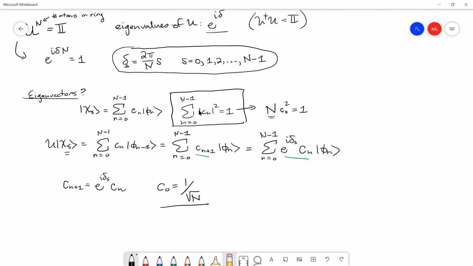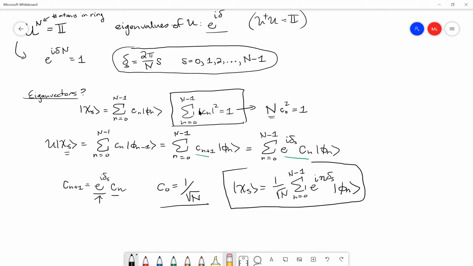So, okay, that gives us the whole thing, right? That chi of S is equal to 1 over square root of n, sum over little n equal to 0 to n minus 1 of E. And then the other ones are just, each time you go to the next coefficient, you multiply by this factor. So you multiply by a total of n times delta S. And that's written in terms of this phi n basis. So these are the eigenstates. Okay, right?